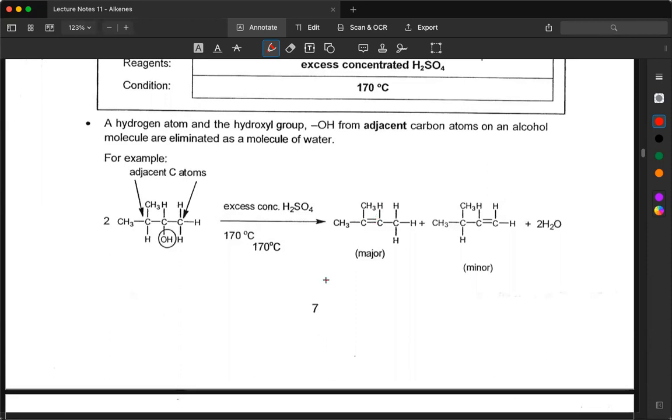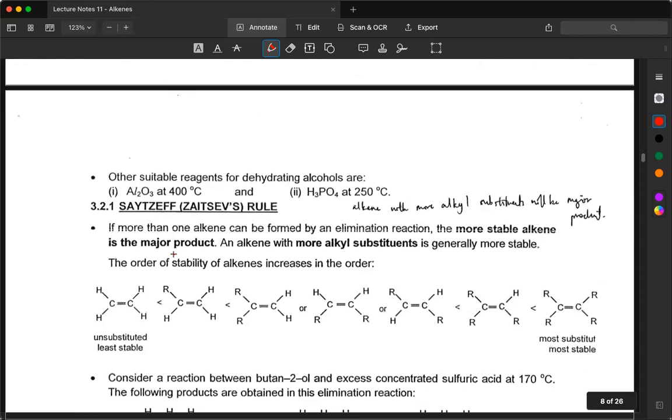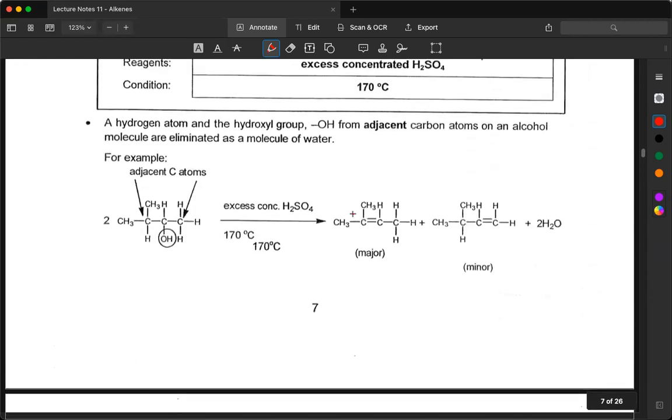It has something to do with the next part I'm going to go through with you. Why is this major and why is this minor?